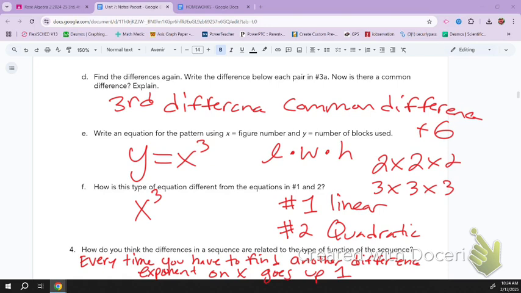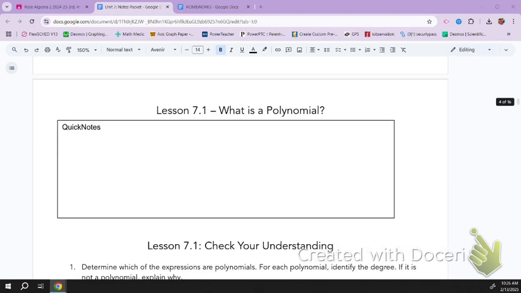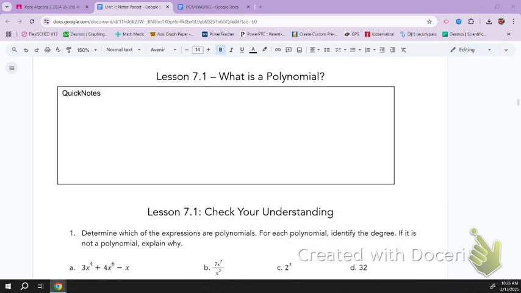Okay? So really we're starting to look at polynomials. Polynomials have many terms, and we're going to look at our quick notes and define this next. We're going to look at some tables and identify from the changes in the patterns, can we figure out what degree polynomial it will have? Okay? Quick notes. Polynomials. What is a polynomial? It means many terms. Poly means many. Nomial in math is going to mean terms. Okay?